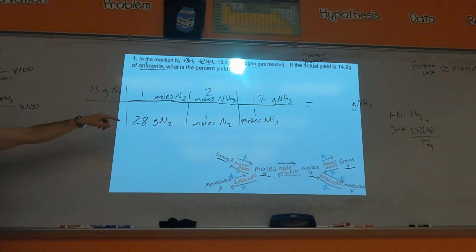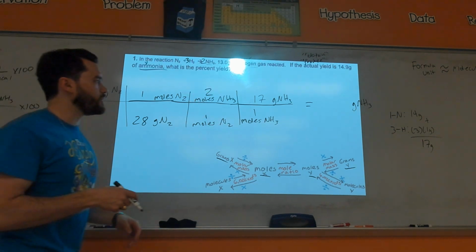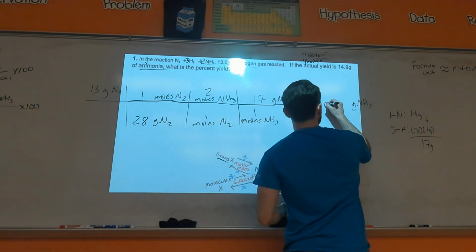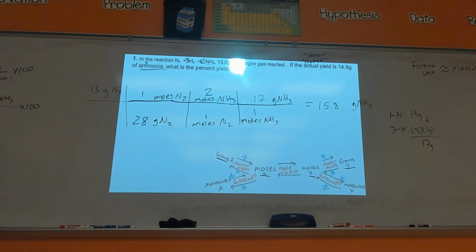Anyways, to get this number, you're going to do 13. You can skip multiplying and dividing by 1. 13 times 2 times 17, and then divided by 28. And that gives you 15.8. 15.8 grams. That's going to go on the bottom here. That's your theoretical yield.